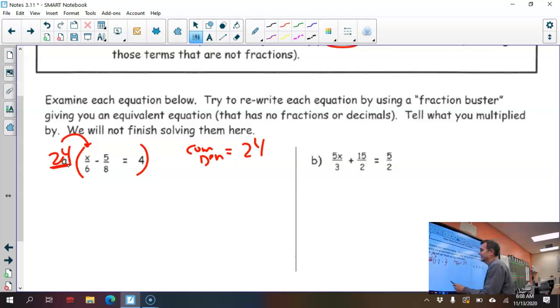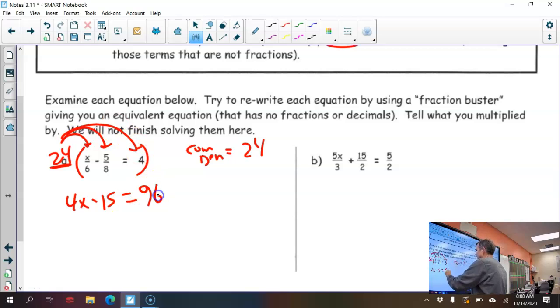So like in this first one, I do 24 divided by 6, that's 4. 4 times x is 4x. Then I go to 24 divided by 8, that's 3, times 5 is 15. And 24 times 4 is 96. I have cleared the fractions. I'm not going to finish solving it. I know you guys all know how to solve it, right? Add 15, divide by 4.